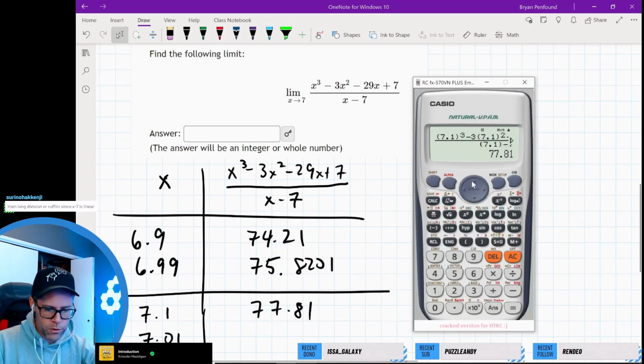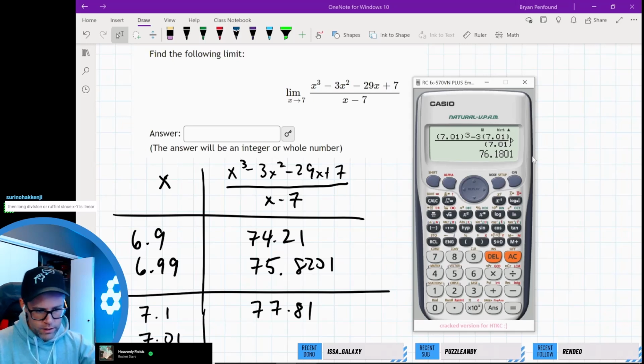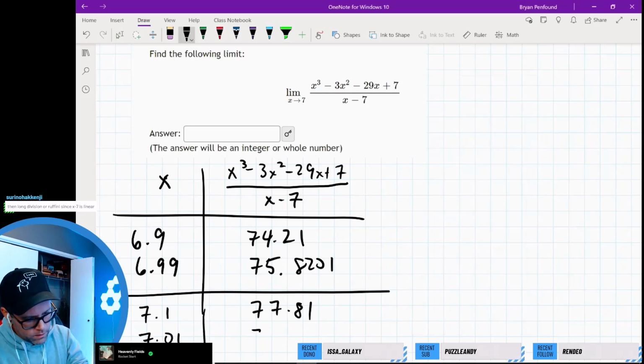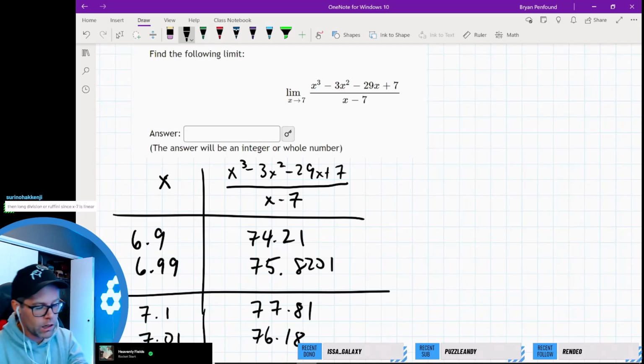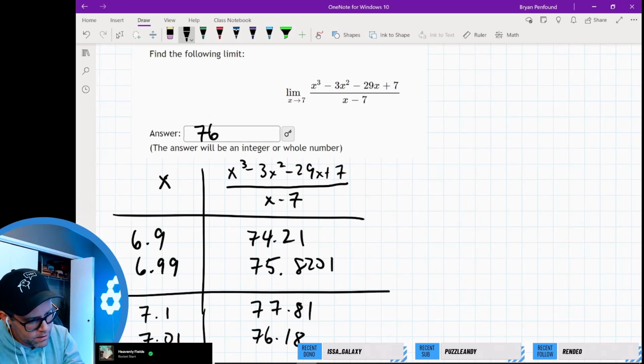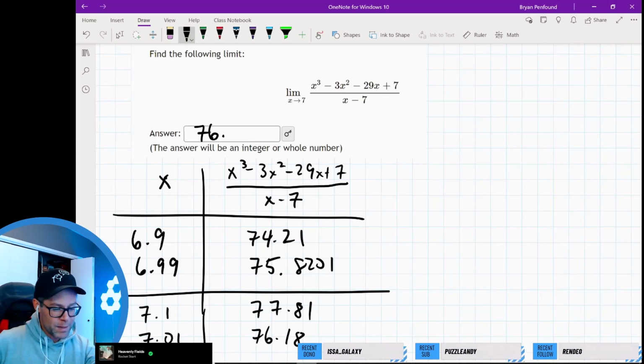77.81. We'll go back through and add that extra 0 in. And then maybe we'll take a look at how to factor this, in case you're curious about why this answer is going to be 76. So there it is, 76.18. And if we did one more step, we'd probably get even closer. So I'm going to guess that the following limit is 76. And let's take a hint.